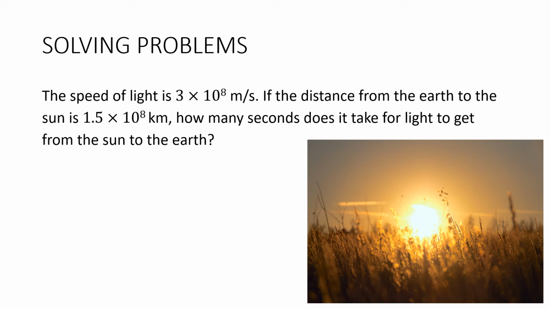Let's finish off with a problem. The speed of light is 3 times 10 to the power of 8 meters per second. If the distance from the Earth to the Sun is 1.5 times 10 to the power of 8 kilometers, how many seconds does it take for light to get from the Sun to the Earth? Now, this is a distance, speed, time problem. So if you want to, you can use the triangle to help you remember the formulas. So D, S, T. And in this case, we want to know what the time is. So time is equal to distance divided by speed.